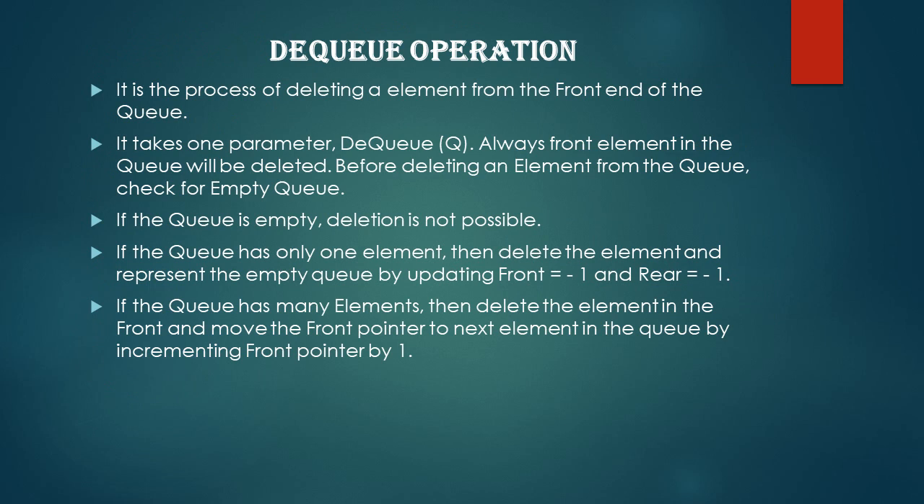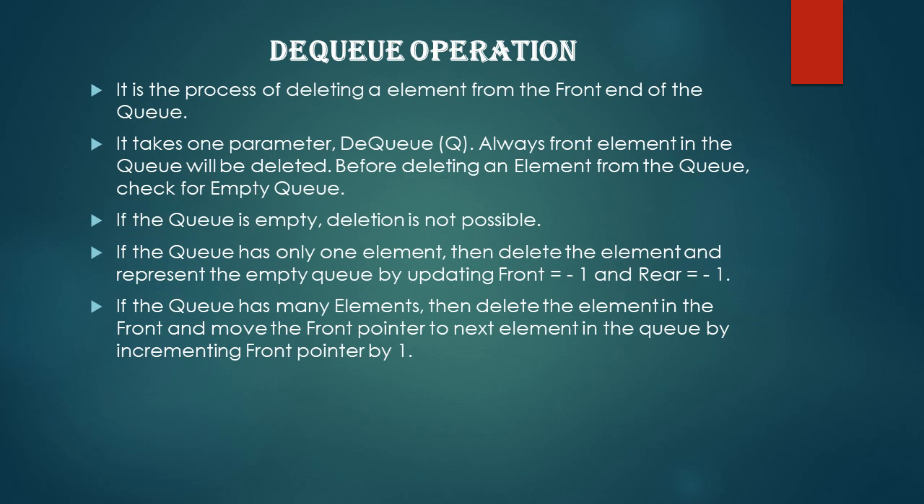DQ operation. It is the process of deleting an element from the front end of the queue. It takes one parameter, Q. Always the front element in the queue will be deleted. Before deleting an element from the queue, check for the empty queue. If the queue is empty, deletion is not possible.